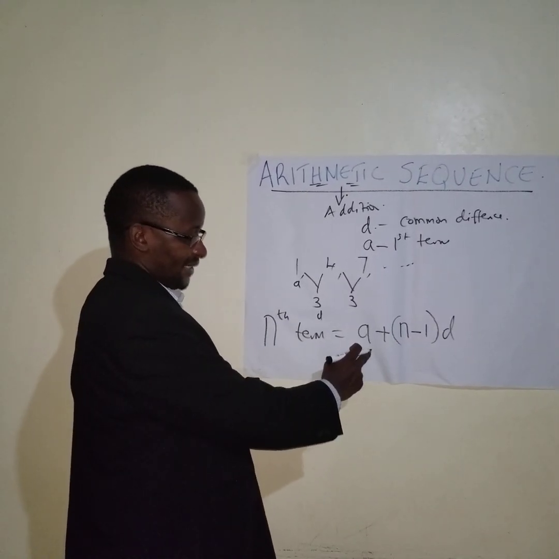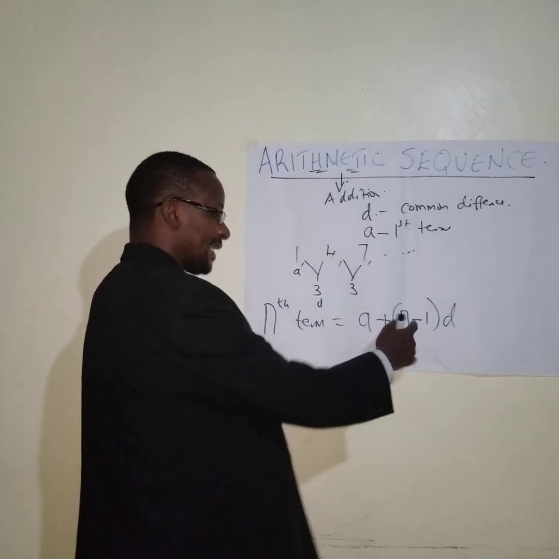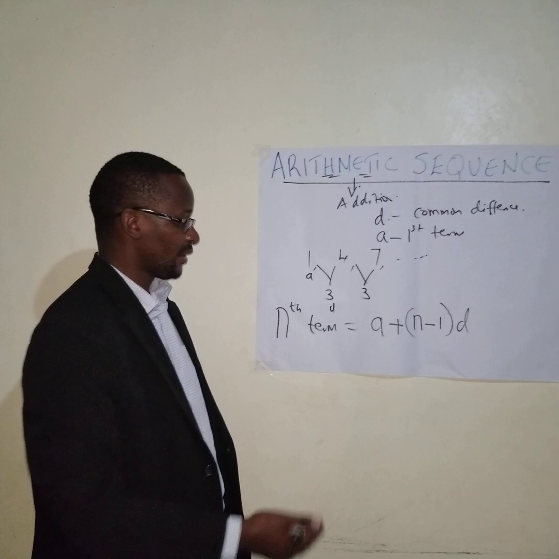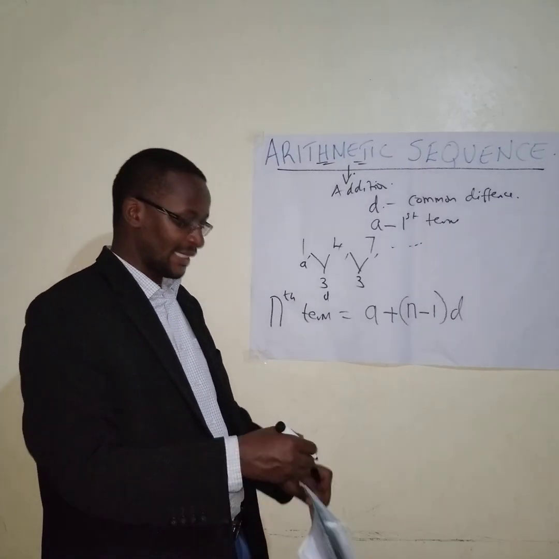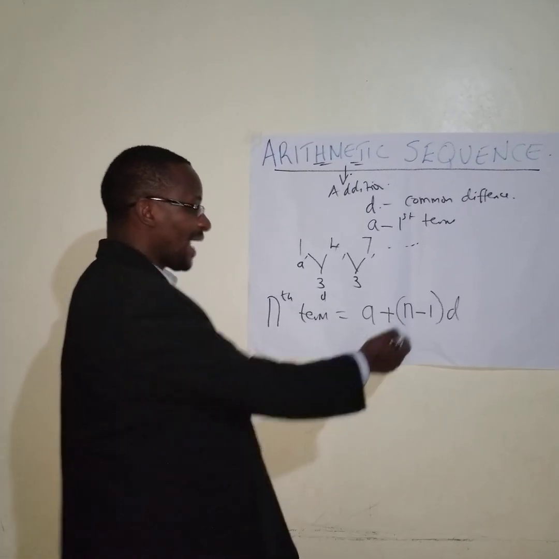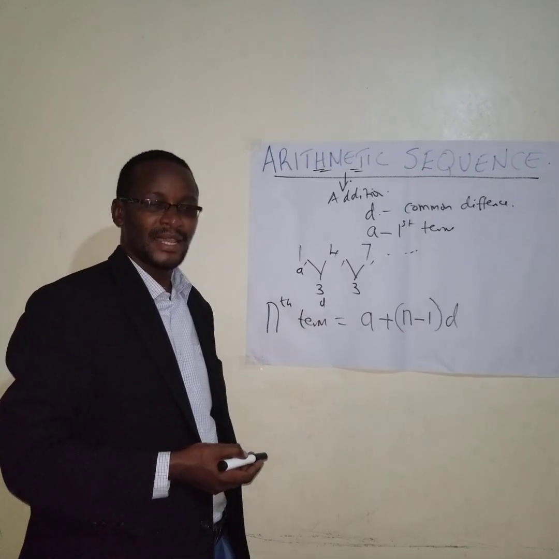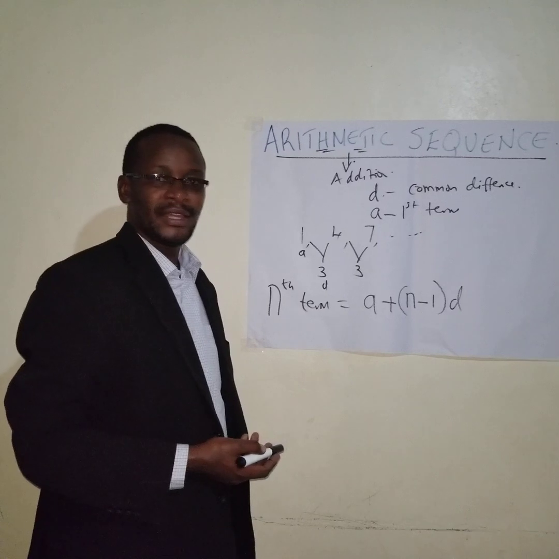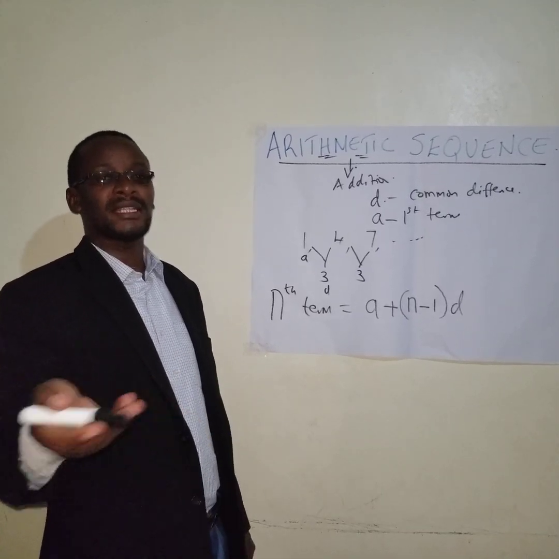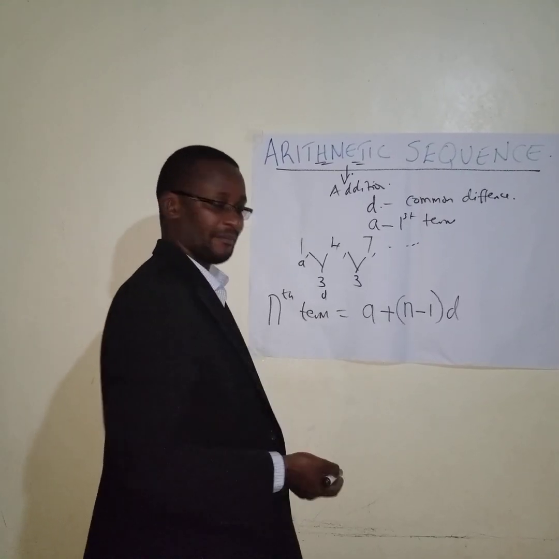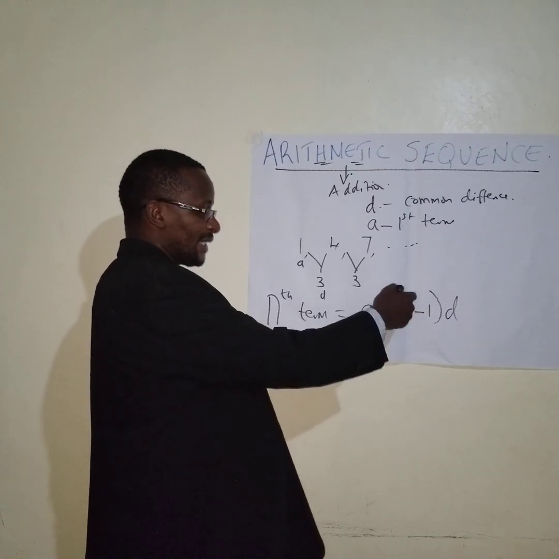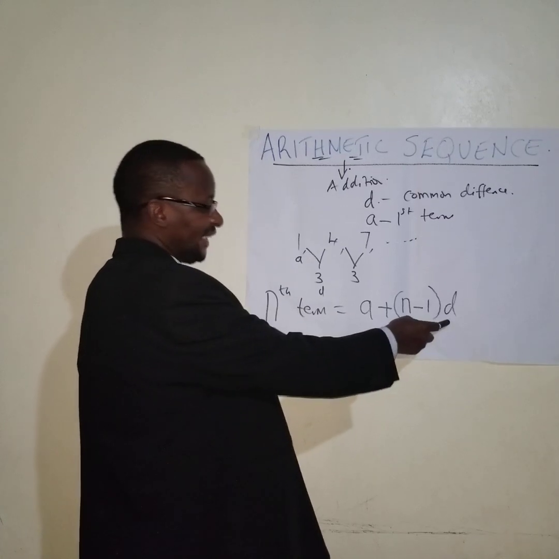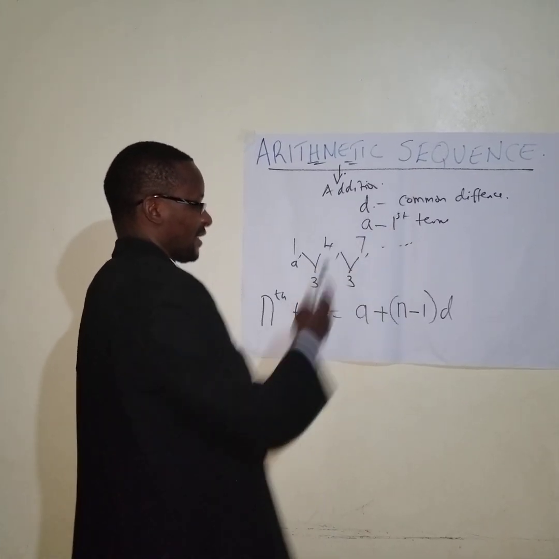A is the first term. N is now that term which you want. For example, it could be the 10th term. So if you are asked about the 10th term, then your n will be 10. If you're asked to get the 5th term, then n will be 5. If you're asked to get the 15th term, then n will be 15. Like that. So n is that particular term that you have been asked to get. And then D is a common difference.